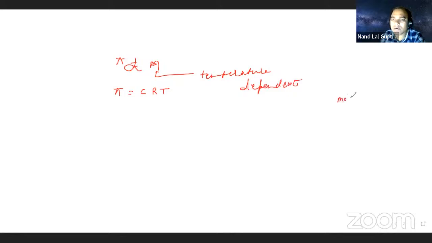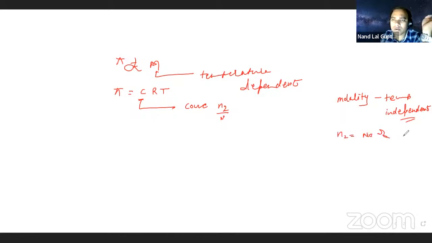And if you are talking about molality, it is temperature independent. Now, this C is the concentration. So concentration you can write as n2 by V. What is n2? n2 means the number of moles of solute.